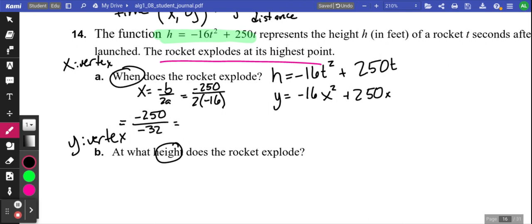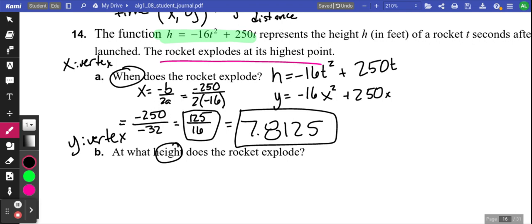Let me think for a minute. That looks like it should simplify. 250 divided by 2 is 125. 32 divided by 2 is 16. I don't think I have any common factors there. I have two negatives, so I change that to a positive. I could leave it as a fraction, and that would be perfectly fine. Since I'm going to plug this in, let me change this to a decimal to make my math a little easier. 125 divided by 16, I get 7.8125.